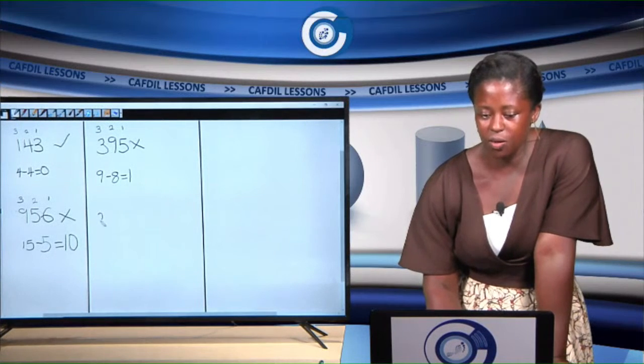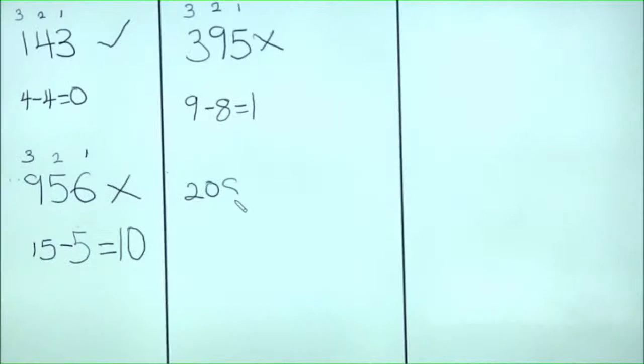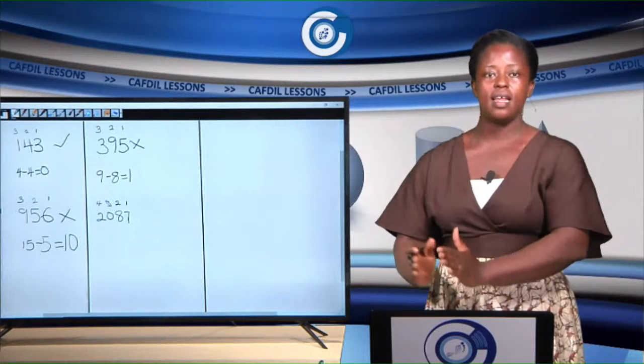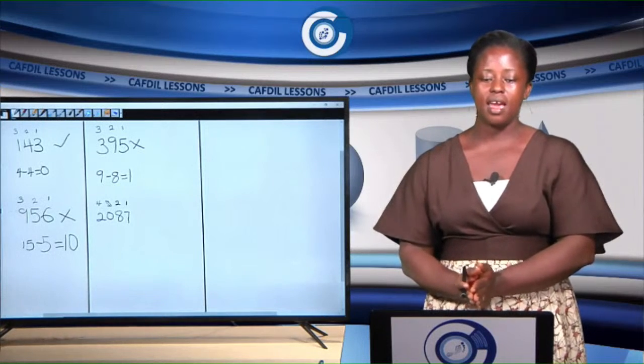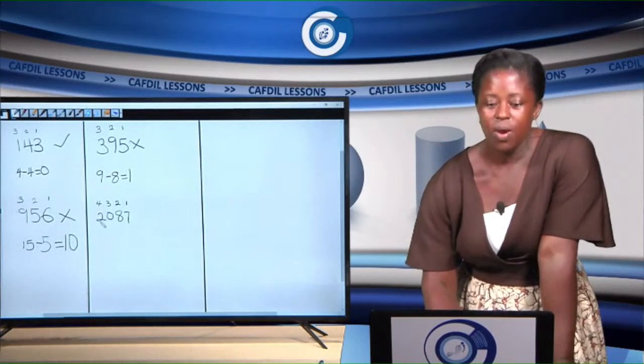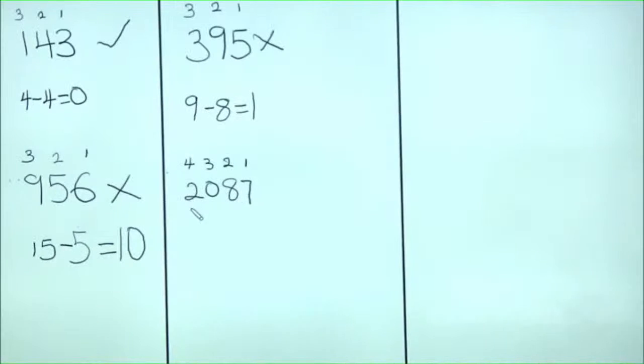Let's try this. 2087. Let's see if it is divisible by 11. Let's position the numbers and see. This is first, second, third, and then fourth. We have to add all the numbers at the even places and then the numbers at the odd places. So let's identify all the numbers at the even places. We have 2 and then 8. When we add 2 and 8, we will get 10.